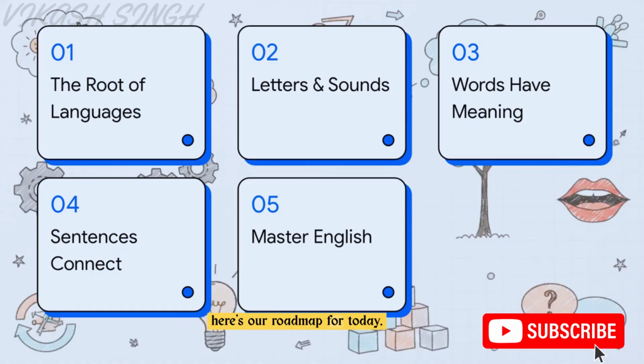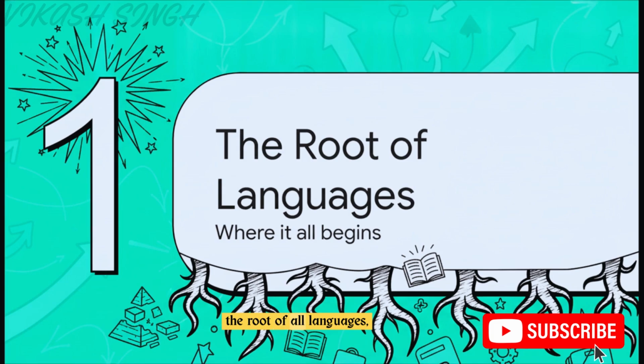Okay, here's our roadmap for today. We'll start with the root of all languages, explore letters and English sounds, look at why words absolutely must have meaning, see how sentences function as our communication engine, and finally, wrap up with mastering the English language. Section 1. The root of all languages, where communication begins.